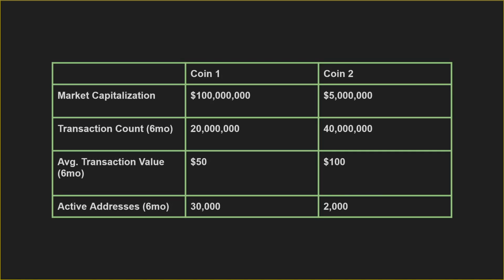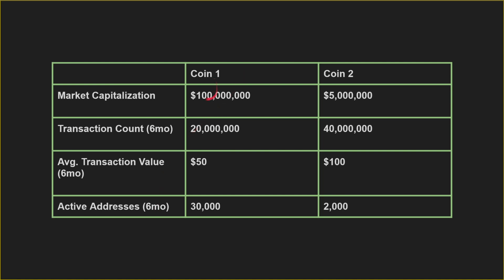So here are some comparisons. These are imaginary coins. Let's say we have coin 1 and coin 2, and we see four different metrics. We see market capitalization, transaction count in the past 6 months, the average transaction volume in the past 6 months, and the number of active addresses in the past 6 months.